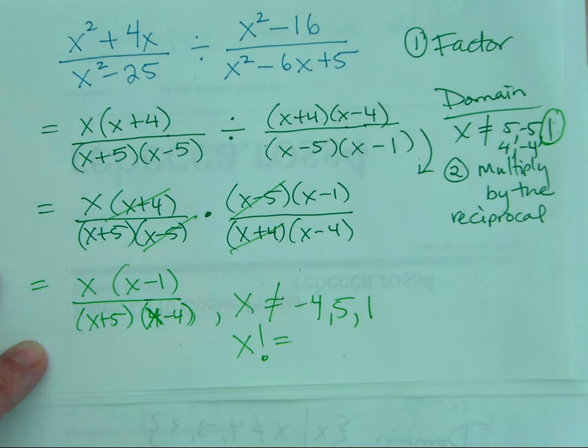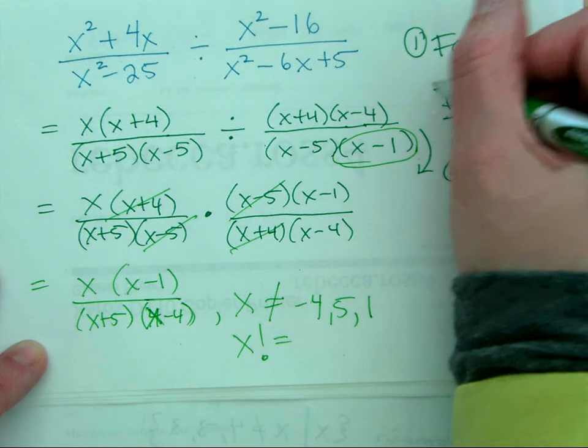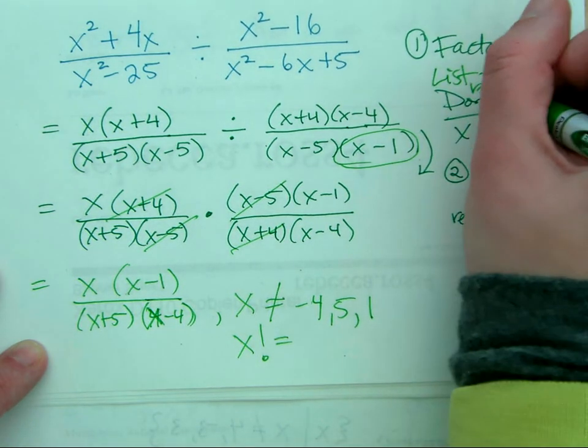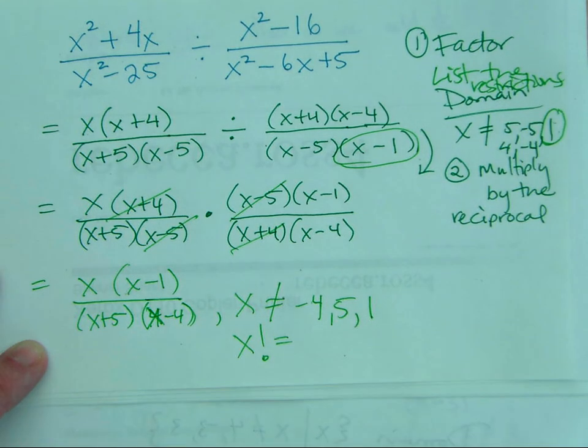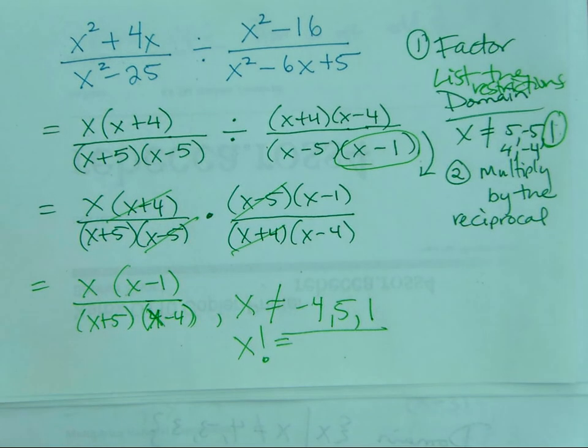Because 1 was originally part of the domain. I mean, it was part of the restriction on the domain. You see what I'm saying? From the original problem. So one strategy I think would be to list the restrictions and then see which ones you need to identify when you're putting it into WeBWorK.